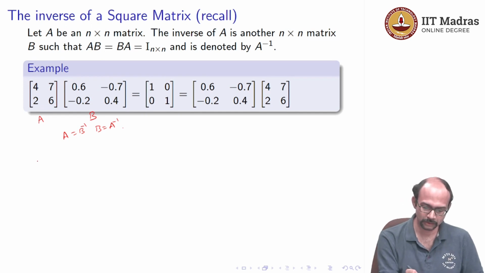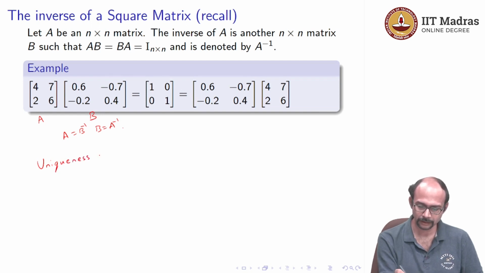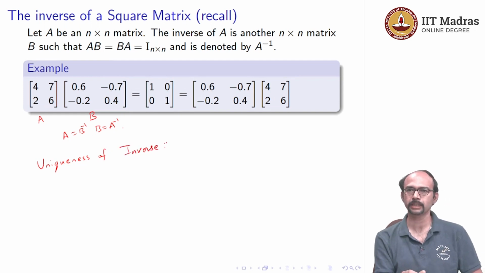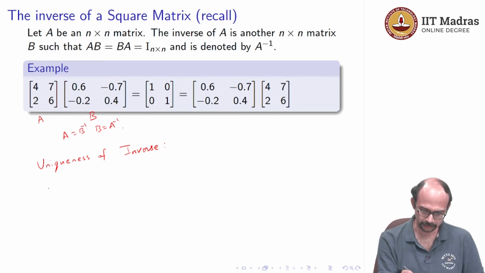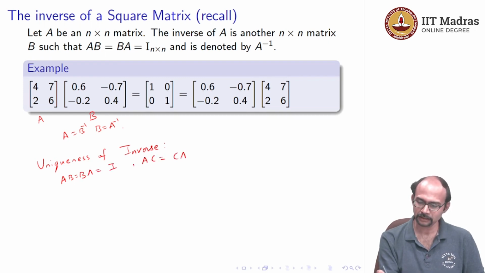Okay. So, this is what is called uniqueness. The inverse is unique, which is why I am using the word "the", and this is a standard argument in something called group theory, but let us go through it now. So, suppose there are two matrices with this property. So, AB equals BA equals the identity, and AC equals CA equals the identity.